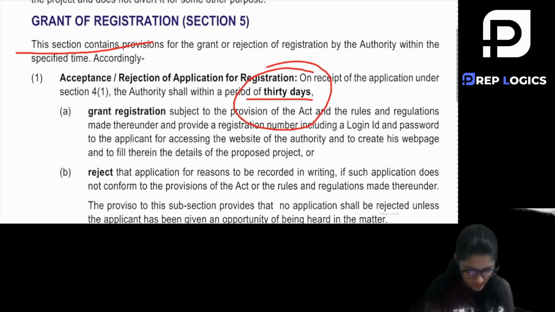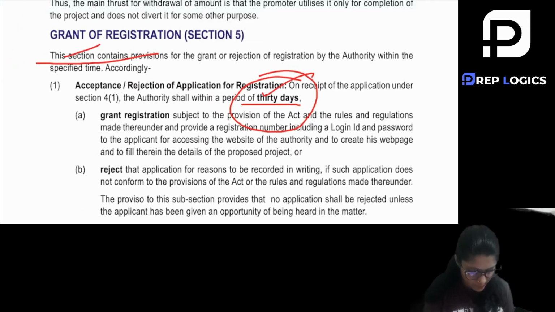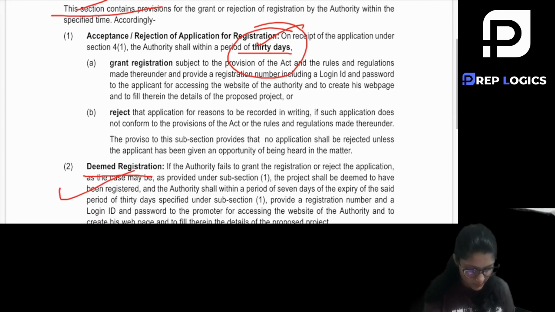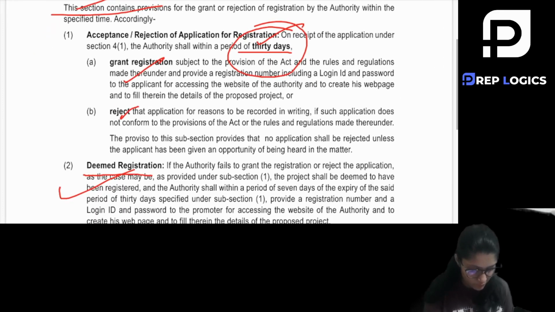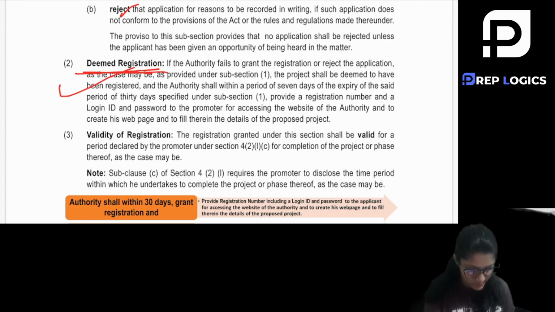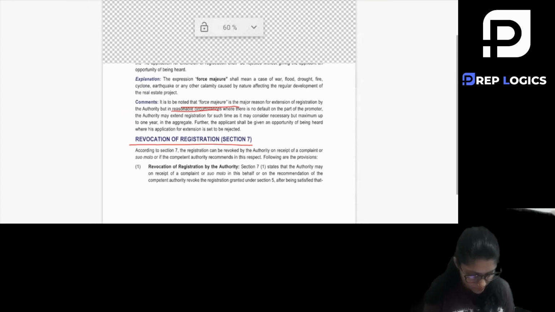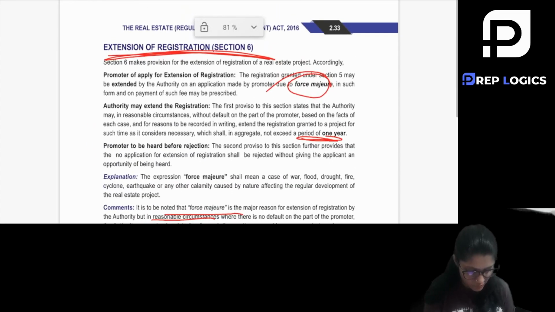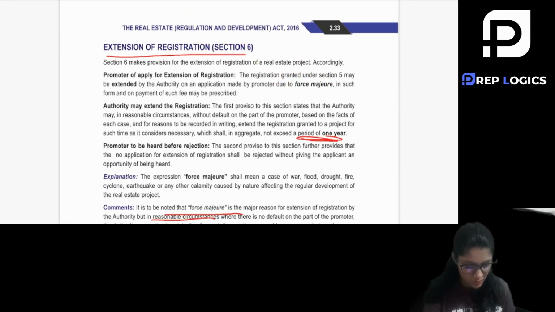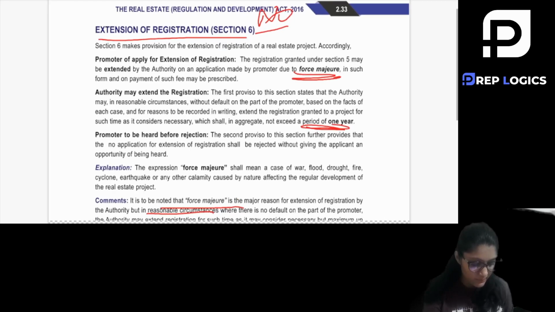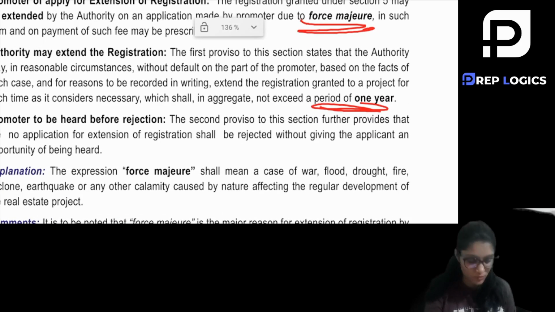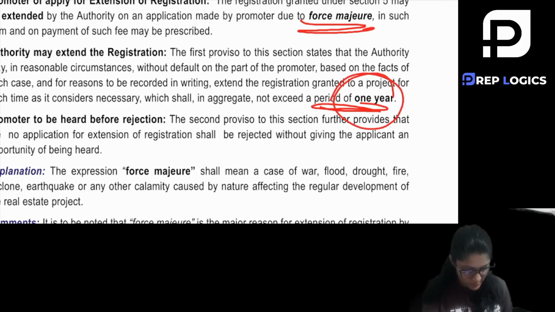lecture as well. Okay, grant of registration. Within 30 days the grant of registration must be done. Either you grant it or reject it. If you do not do anything within 30 days, it will be considered as deemed registration. And after it, extension of registration. Can extension of registration be possible? No, but it can be possible only in one case, in case of force majeure. What is the maximum time period you will get for the extension? 1 year.